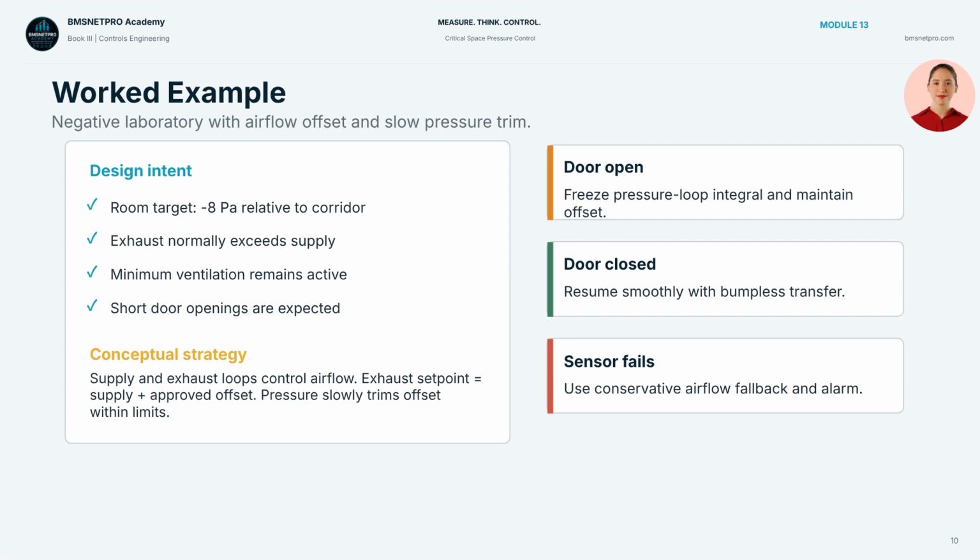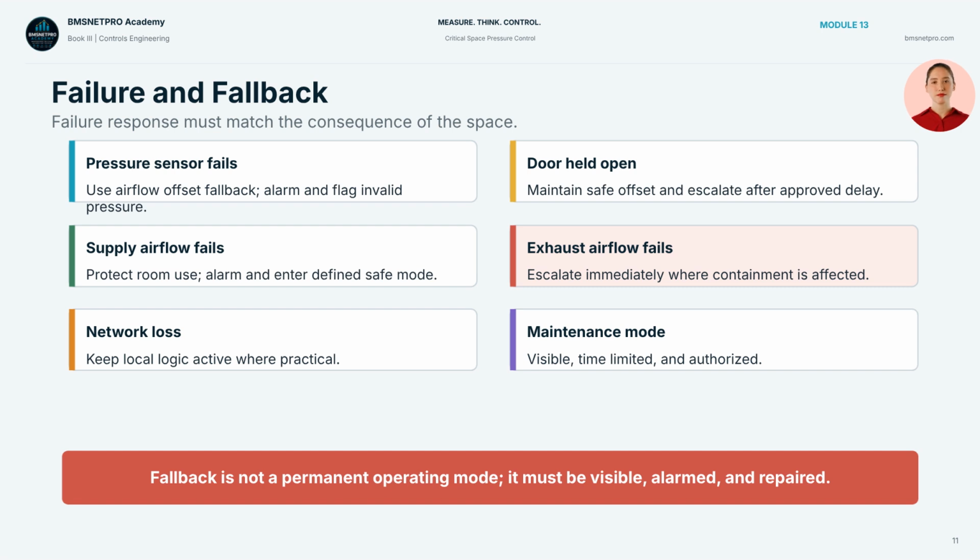Failure and fallback must match the consequence of the space. A failed pressure sensor may require airflow offset fallback and an alarm. A door held open may require escalation after an approved delay. Supply or exhaust airflow failure may require immediate operator response or a defined safe mode. Network loss should not remove local protections when local control is practical. Maintenance mode must be visible, time-limited, and authorized. Fallback should not become permanent operation.